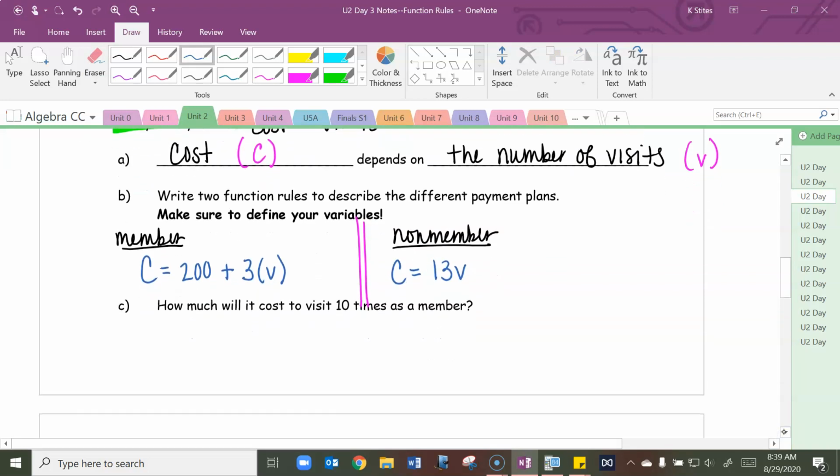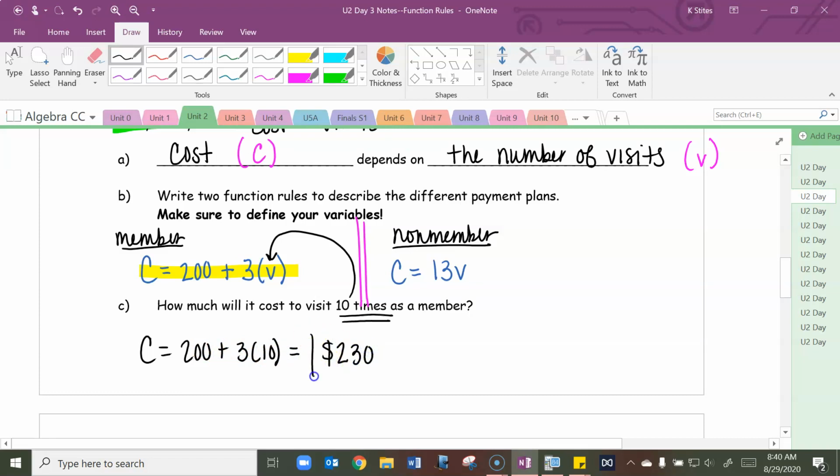Okay, and we want to know how much will it cost to visit 10 times as a member. So we are looking at this function rule right here, and it says 10 times, that's a visit, so we will plug in 10 in place of V. Okay, and again, you do want to show your work. So this will be $230. Make sure you have a dollar sign.